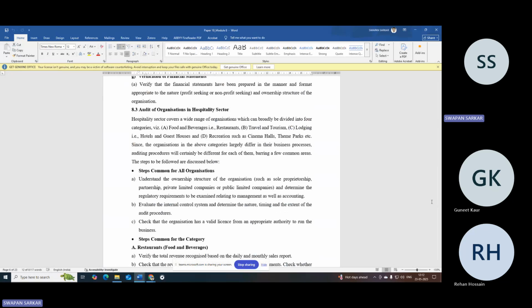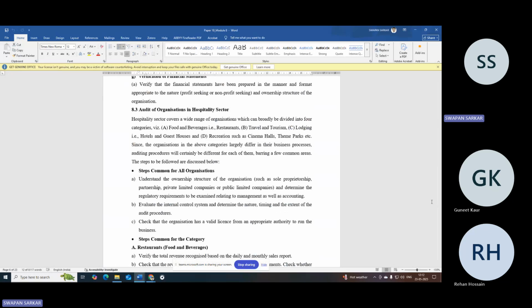Since the organizations in these above categories largely differ in their business processes, auditing procedure will certainly be different for each of them, barring a few common areas. The steps are as follows. First of all, steps common for all organizations. Understand the ownership structure of the organization, such as sole proprietorship, partnership, private company, and public limited companies, and determine the regulatory requirements to be examined relating to management as well as accounting. Next, evaluate the internal control and determine the nature, timing, and extent of audit procedure.